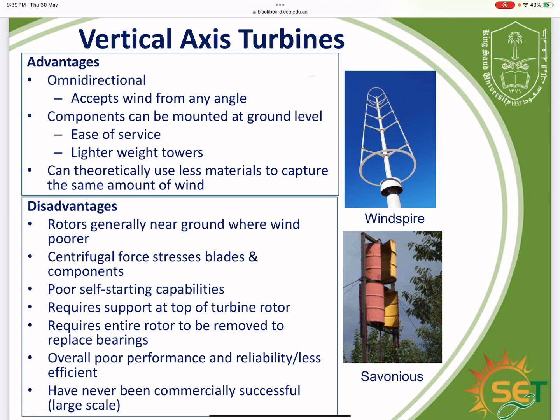The disadvantages are the rotors are generally near the ground where wind is poorer. Centrifugal force stresses blades and components. Poor self-starting capabilities, requires support at top of turbine rotor. Requires the entire rotor to be removed to replace bearings. Overall, poor performance and reliability, less efficient. Here we are talking about the vertical axis turbine, and it has also never been commercially successful.